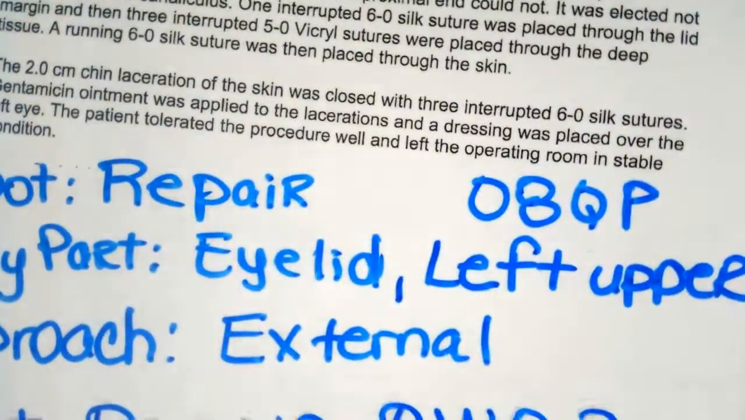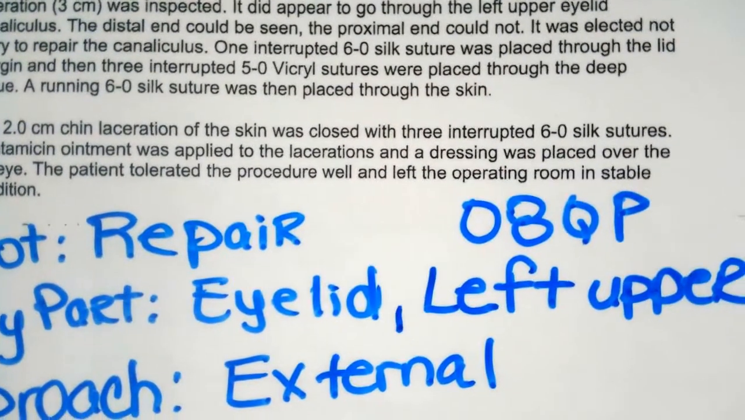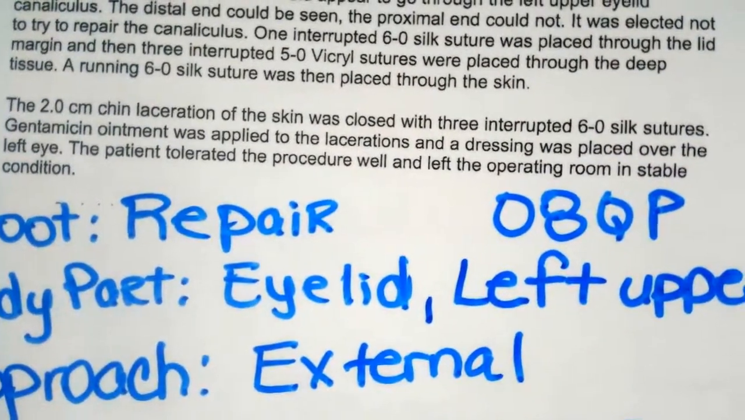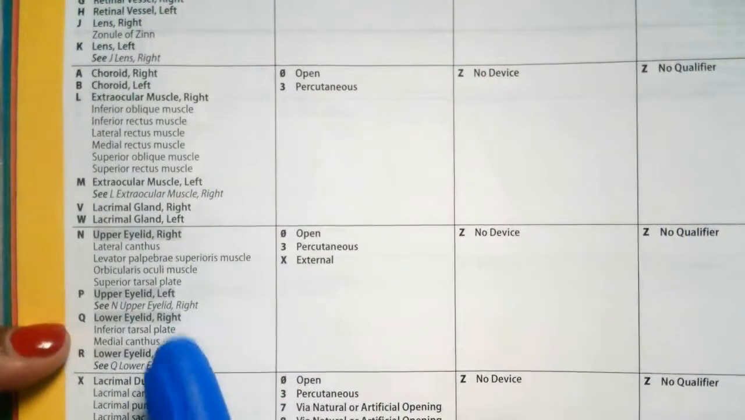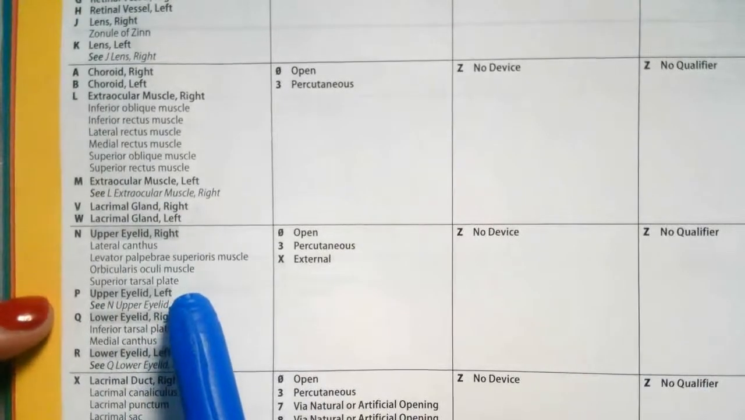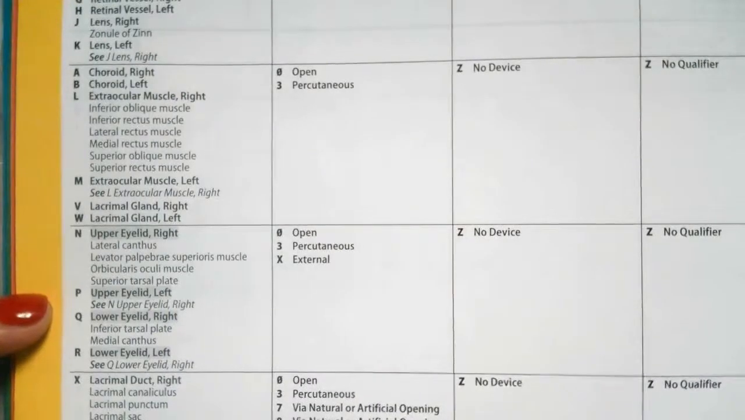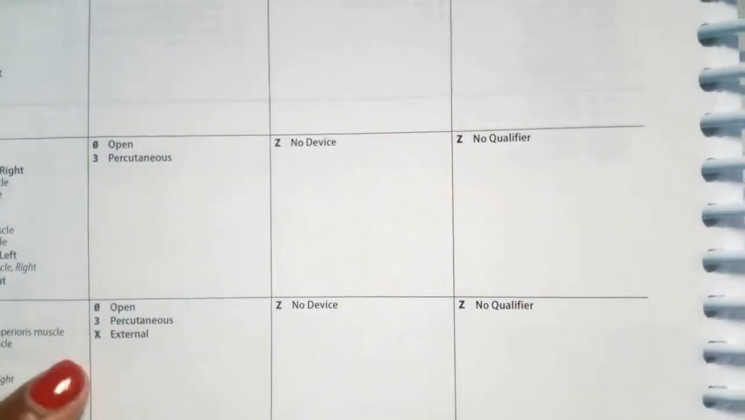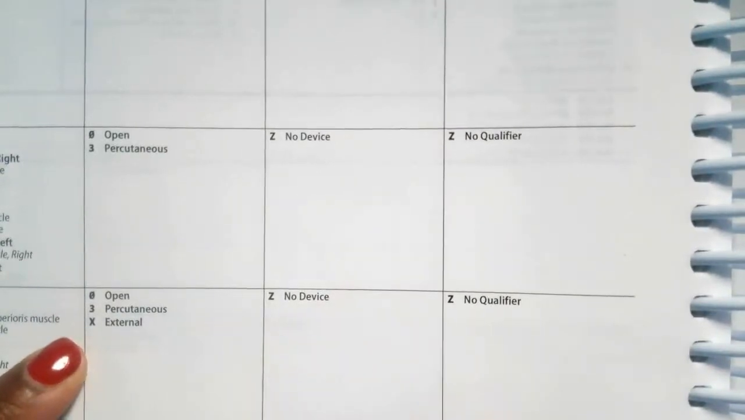See, this is why, and I just want you to know, I did this on purpose because I wanted you to see why it's important to pay close attention and it's important to take notes. You have to write down your steps so that you can see where you made a wrong turn. Because you see, I was looking over here and I'm like, Q, wait a minute, that's wrong. It should be P because it's the left upper eyelid. Okay, guys, now that I got that together, X is my approach, no device, no qualifier.